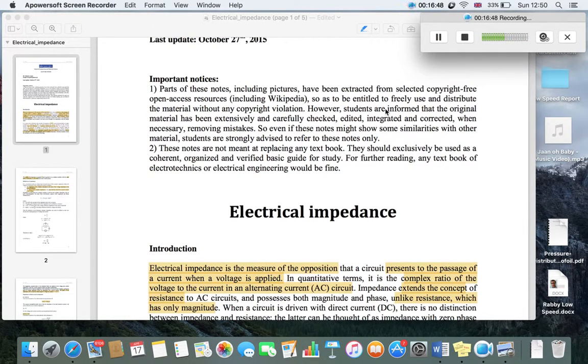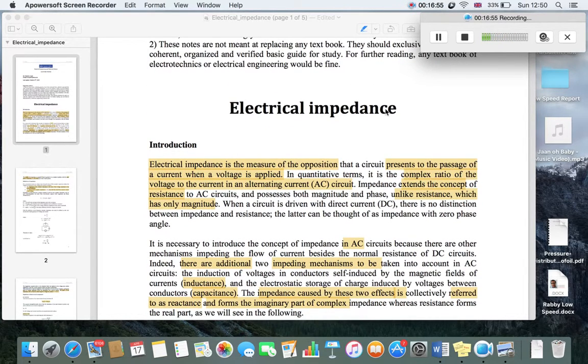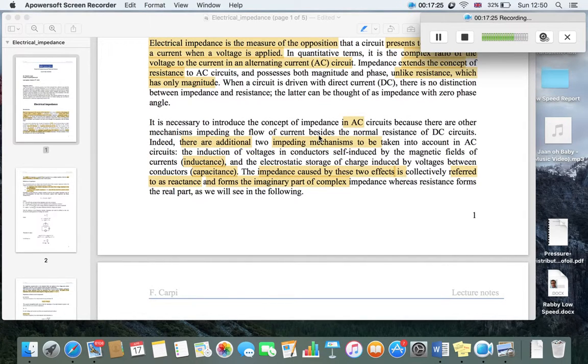Now we'll move to the last topic of this chapter, electrical impedance. Impedance is the opposition in a circuit to a current when a voltage is applied. It is the complex ratio of the voltage to current in an alternating current. So it's basically used only for AC circuits, and it extends the concept of resistance. Resistance is the real part of the complex number, and the imaginary part comes from other factors, additional impeding mechanisms.